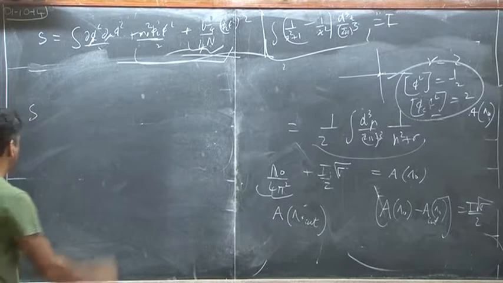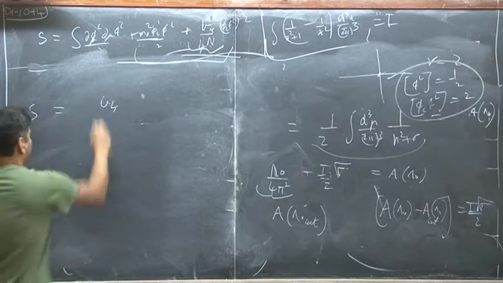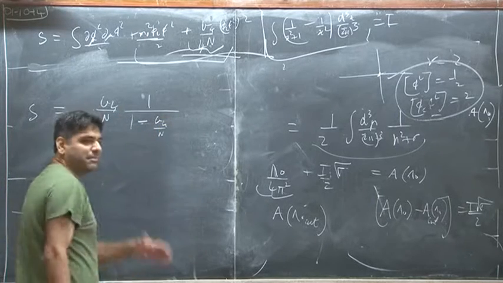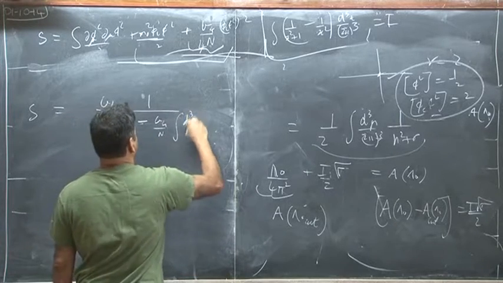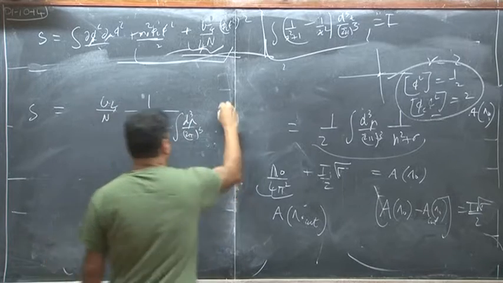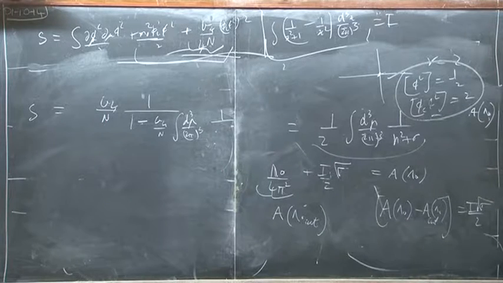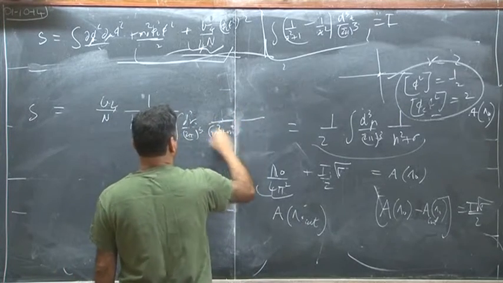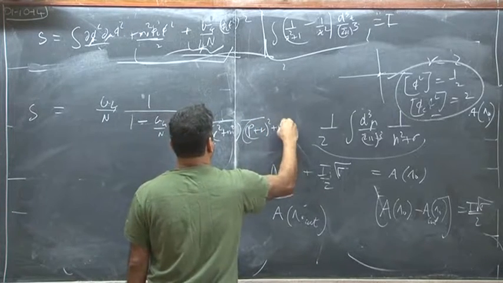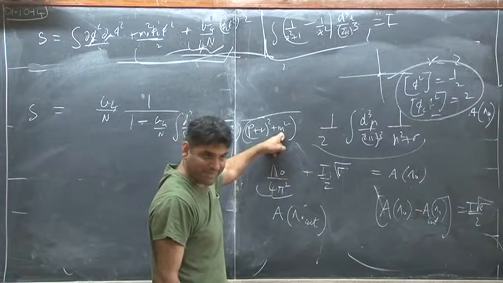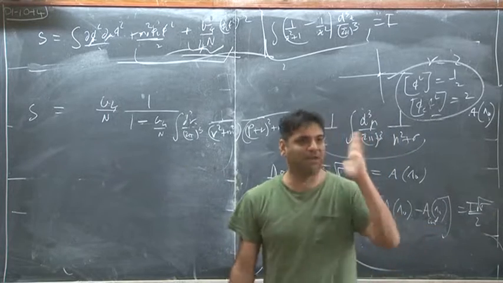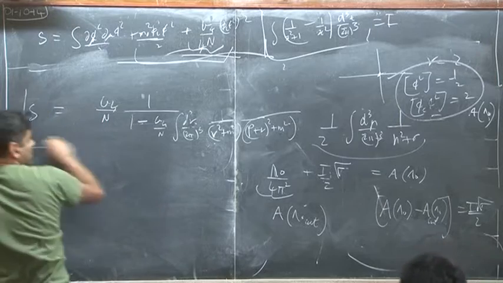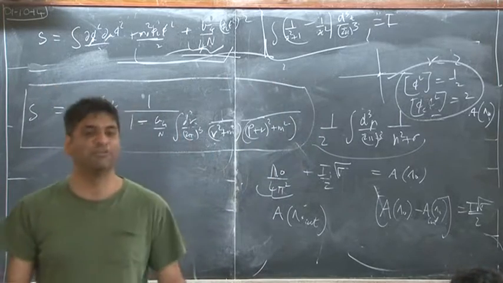We found that the S matrix was 1 over N, times 1 minus 1 over N times some symmetric factor that I don't remember, times the integral d3R by 2 pi cubed, times 1 over R squared plus m squared into P plus R squared plus m squared, where m is the square root of sigma, the whole mass of the theory. This was an exact formula for scattering in this theory at any value of the coupling.